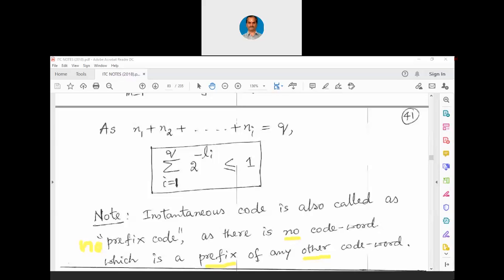The same way, we don't know who started this particular misnomer or wrong way of addressing the code. Strictly speaking, instantaneous code should be called a no prefix code, because there is no code word which is a prefix of any other code word. But they started calling it prefix code and prefix property, and that is what is mentioned everywhere, even now, even in some textbooks.